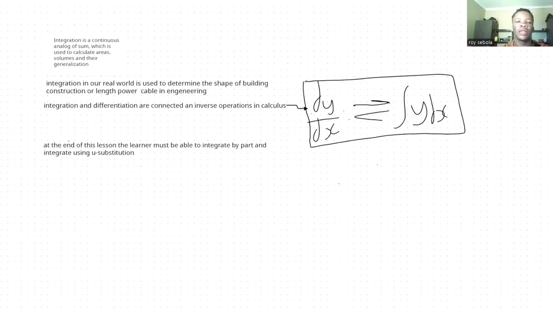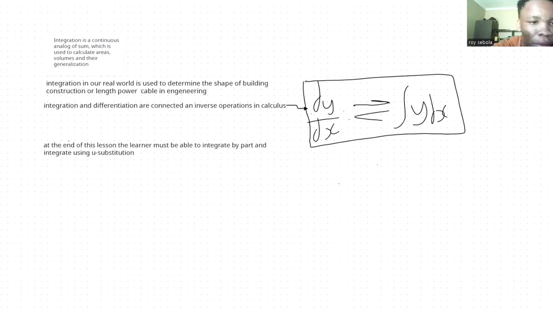At the end of this lesson, I expect learners to be able to integrate by parts and also to integrate using u substitution, because we'll be having problems in u substitution and also integration by parts. So let's begin with integration by parts.